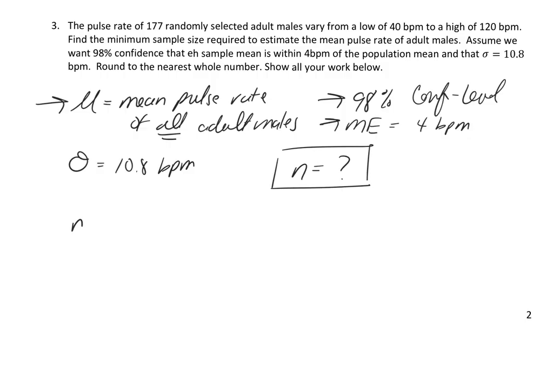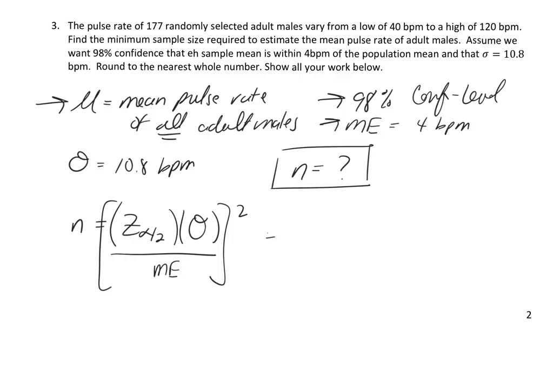So here there's a formula for calculating this. That formula involves our critical value, z sub alpha divided by 2, times our population standard deviation, divided by our margin of error, and then we square this whole thing. So right now I have my sigma and I have my margin of error, but I'm missing that critical value.